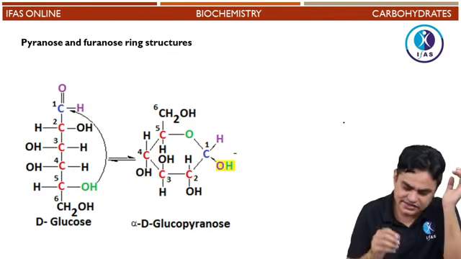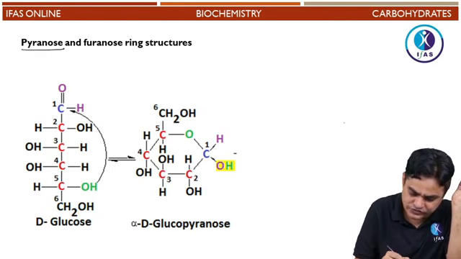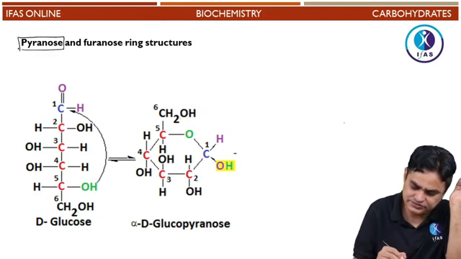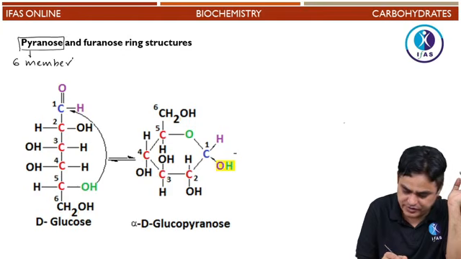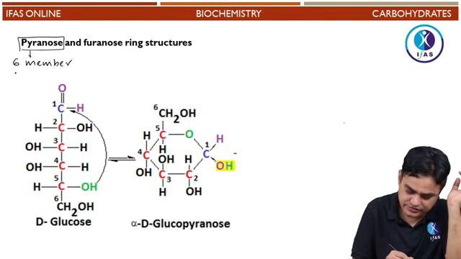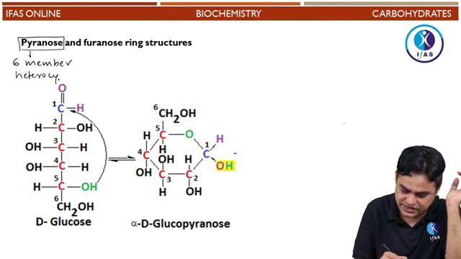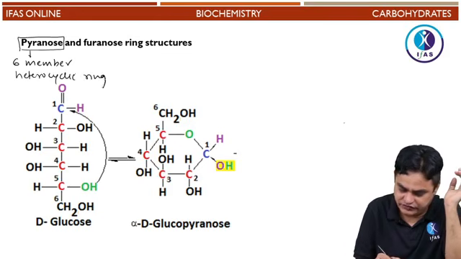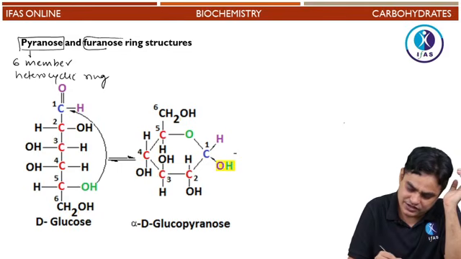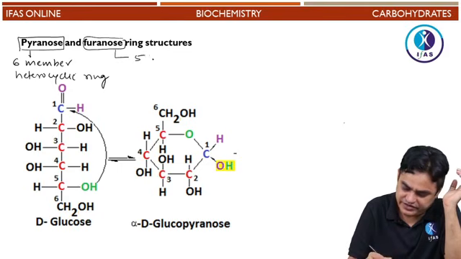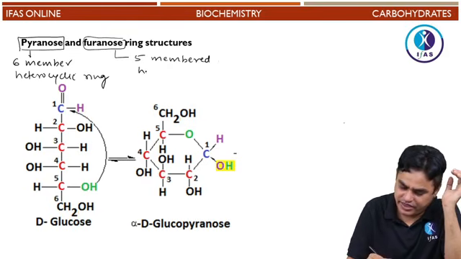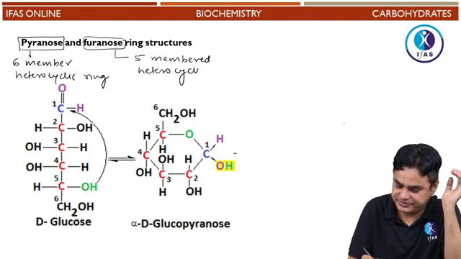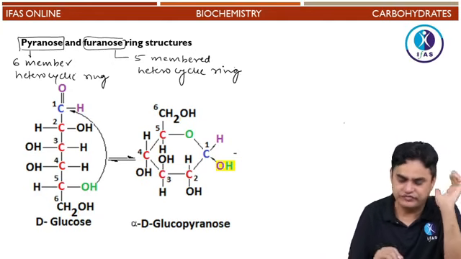If there is a 5-membered heterocyclic ring, then it is referred to as Pyranose. Sorry, a 6-membered heterocyclic ring is referred to as Pyranose, while a 5-membered heterocyclic ring is referred to as Furan.